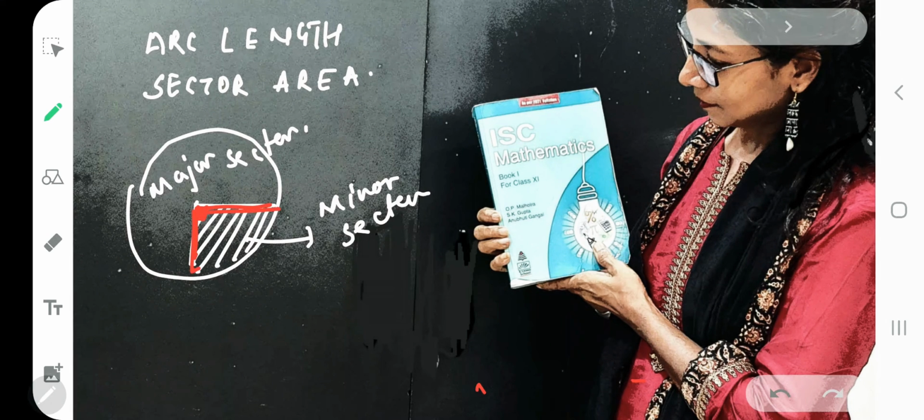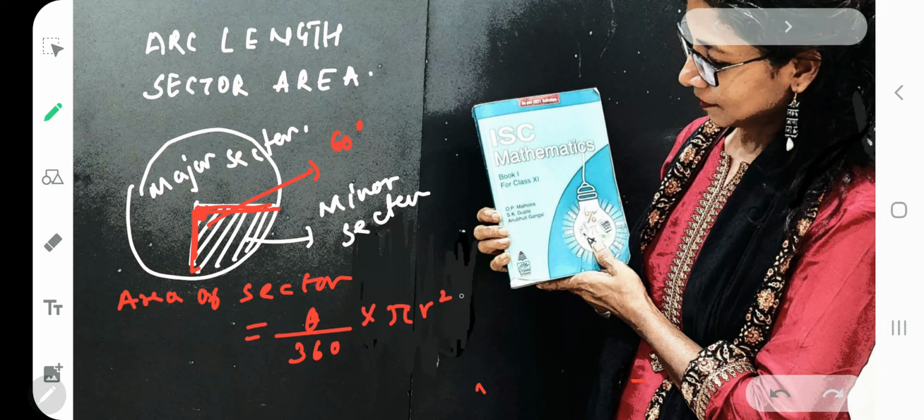Suppose I give you this angle to be 60 degrees, and I ask you to find the sector area. My dear kids, for the area of a sector you have a formula, that is theta upon 360 into pi r square. Are you getting my point clear? Whenever you have been given the central angle of a sector in degrees, you can use this formula.